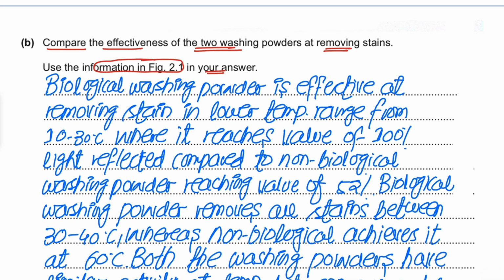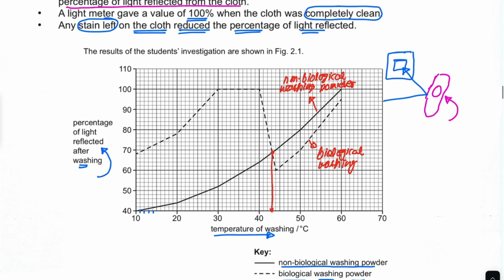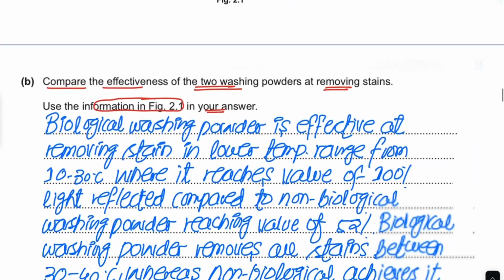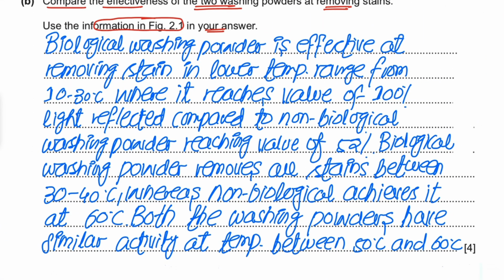Likewise, once we have quoted the value of the biological washing powder, we have to compare it with the non-biological one in the same range of 10 to 30. For the biological, between 10 and 30 we are reaching 100% of the light being reflected. But for the non-biological washing powder, if I zoom in, at 30 degrees centigrade the light reflected is 52%. So we have to make comparisons. That is why I am writing it down clearly that for 10 to 30, the value for the biological is 100% light reflected, compared to the non-biological washing powder reaching 52% within the same temperature range.